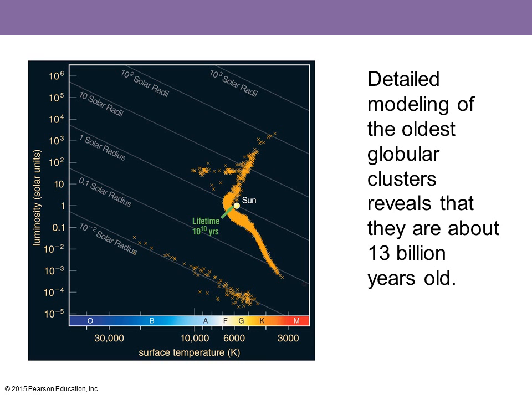A detailed modeling of the oldest globular clusters reveals that they are about 13 billion years old. So in other words, if we take a group of stars that have this cluster characteristic and they are falling off the HR diagram, we assume that that's the age of the cluster.